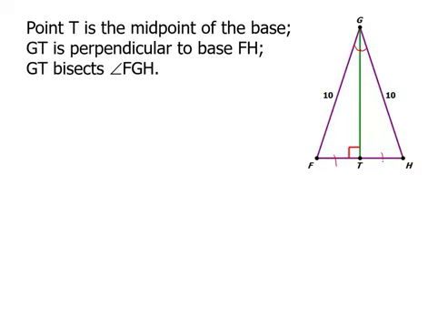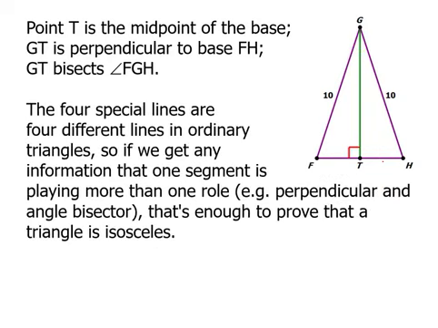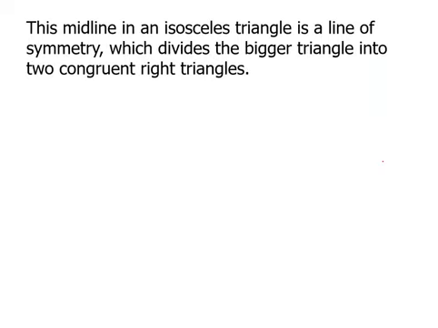And that coincidence of those four lines all playing the same role only happens in an isosceles triangle. The four special lines are four different lines in most ordinary triangles, and certainly in all non-isosceles triangles. And so if we get information that one segment is playing more than one role, it's both perpendicular and an angle bisector, for example, that's enough to prove that the triangle is isosceles. The midline in an isosceles triangle is a line of symmetry, so it divides the bigger triangle into two congruent right triangles.